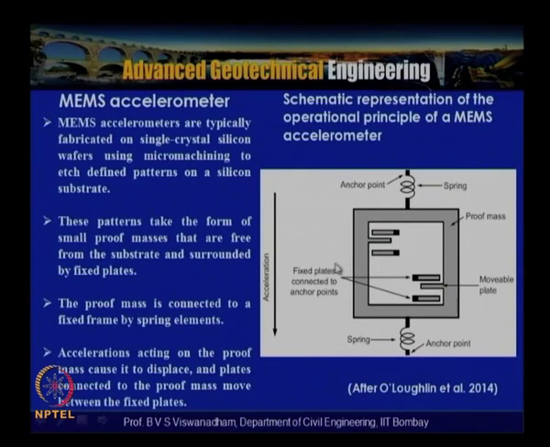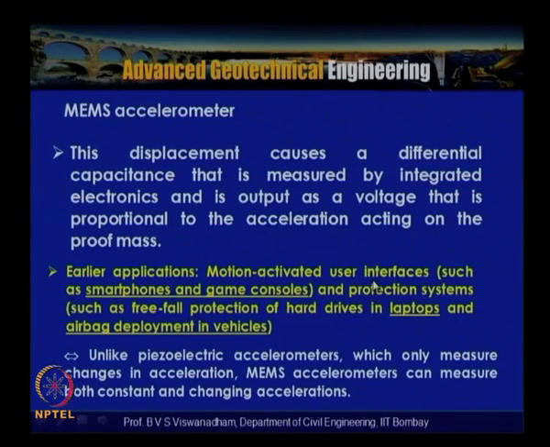The plates connected to the proof mass move between the fixed plates, and that leads to a change in voltages, which we measure as the accelerations. So the displacement causes a differential capacitance that is measured by the integrated electronics and is output as a voltage that is proportional to the acceleration acting on the proof mass. So this is the basic principle.